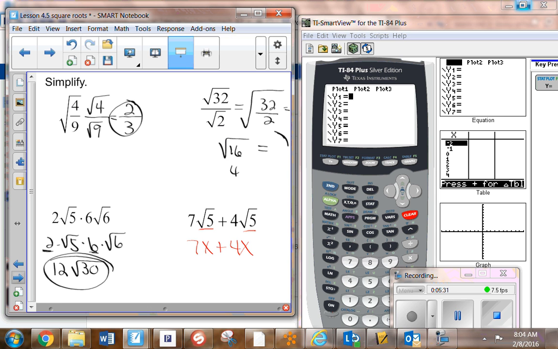11x. Okay? So don't try to put those square roots of 5 together, because you're not going to do that.